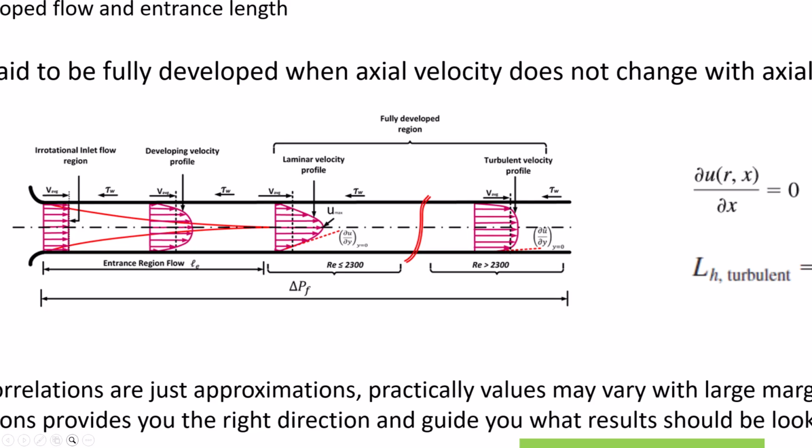And the profile is parabolic, and the maximum velocity is equal to twice the average velocity. That is, if you average this profile by adding all values and dividing by the number of values, it is the same as the inlet velocity at the inlet of the pipe.